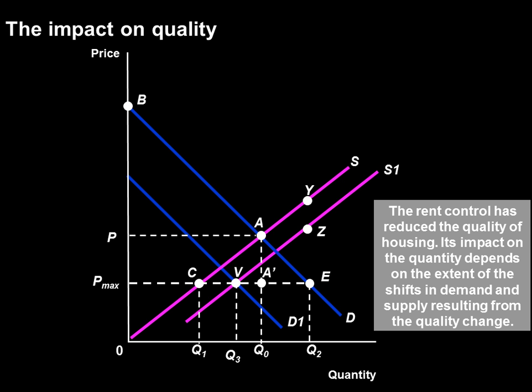But the impact on the quantity really depends on the extent of the shifts in demand and supply resulting from the quality changes and the perceptions that consumers have, and how much they will lower their demand by, and how much indeed landlords will lower their marginal cost by. We could have ended up at a point like A prime, where the new demand and supply intersected. That would have meant that the quantity on offer and being consumed would have been Q0. That would have been the same quantity demanded and supplied as was the case before the rent control. But remember, the quality of the rented accommodation has now fallen because of the rent control.